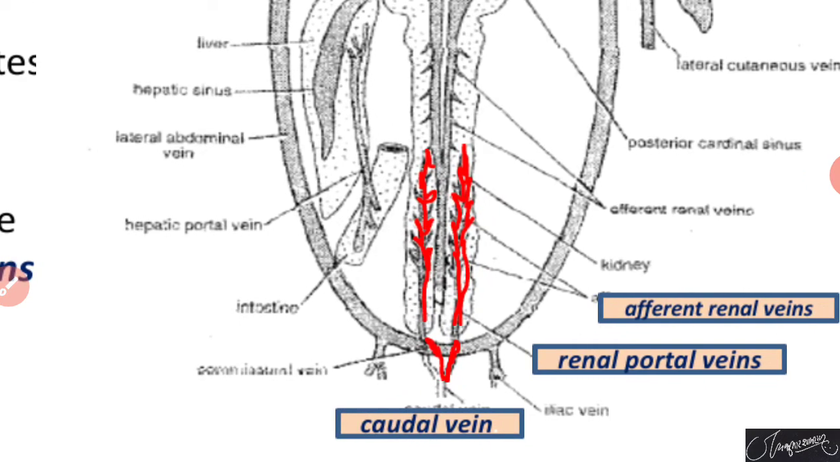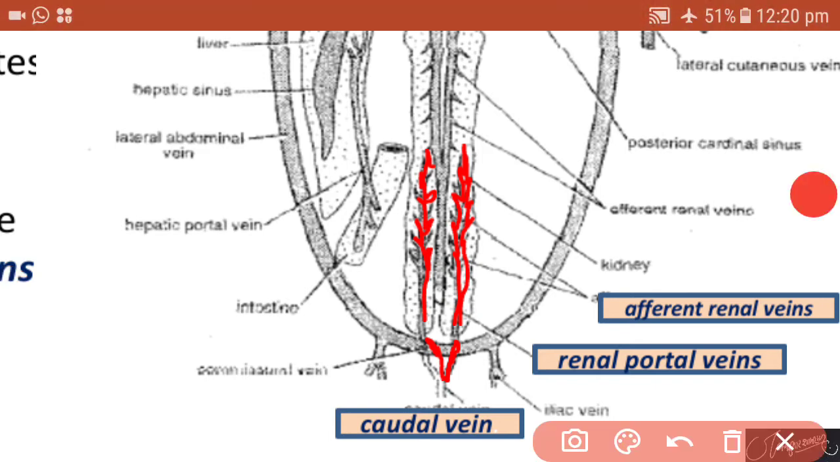In that, one of the blood vessels is called the caudal vein. This caudal vein collects blood from the tail portion of the animal. When this caudal vein goes towards the anterior side, it bifurcates into two branches, the right and left branches. They get the names right and left renal portal veins.